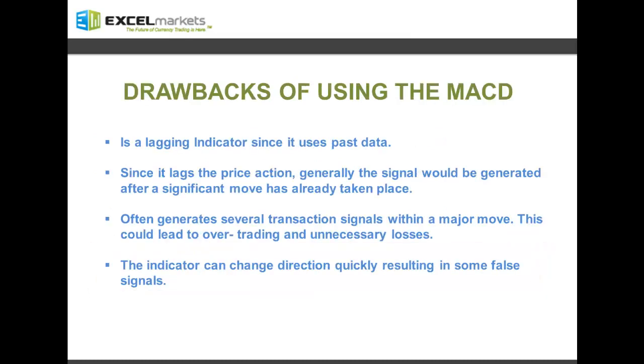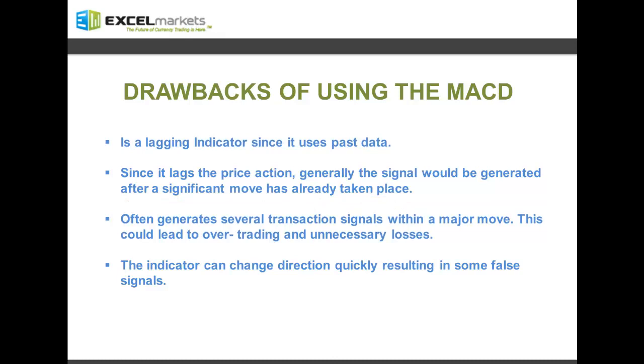Despite its popularity as a widely used indicator, there are a few drawbacks of using this MACD indicator. Firstly, it is a lagging indicator. What this means is that it uses the past data to predict future price movements. As a result, it lags the price action, and therefore, generally, the trade signal would be generated after a significant move has already taken place.